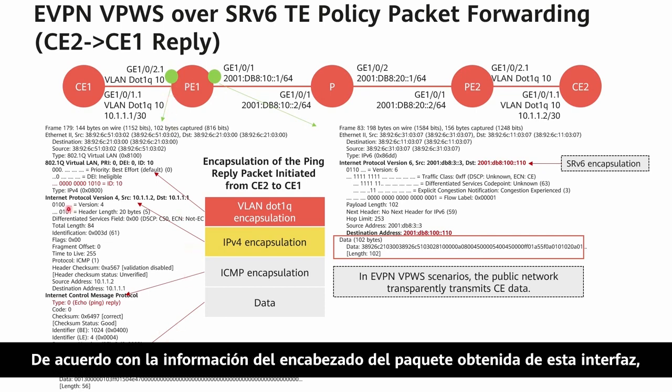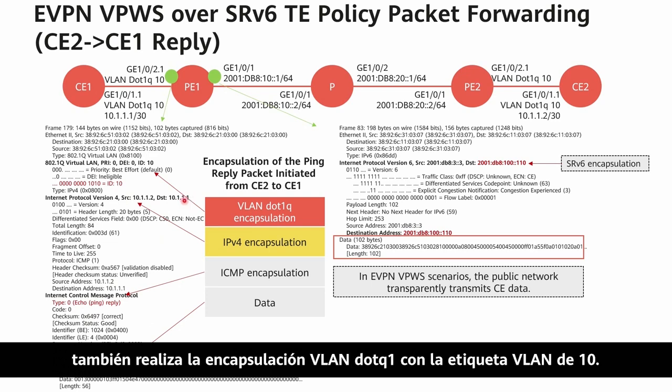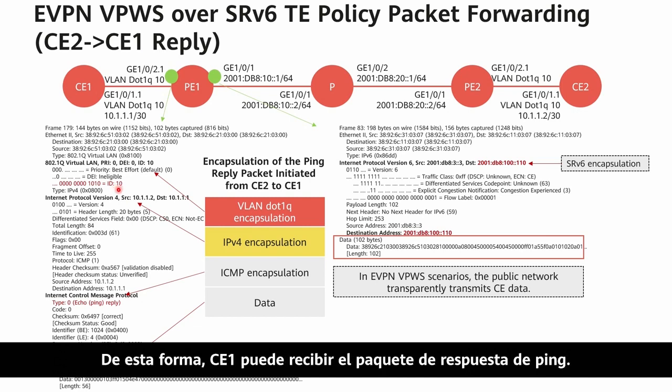According to the packet header information obtained from this interface, we can see that ICMP encapsulation is performed, and the packet is of the reply type. IPv4 encapsulation is also performed, in which the source address is the address of CE2 and the destination address is the address of CE1. When P1 sends the packet, it also performs VLAN 802.1Q encapsulation with the VLAN tag of 10. In this way, CE1 can receive the ping reply packet.